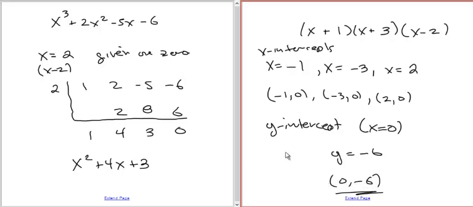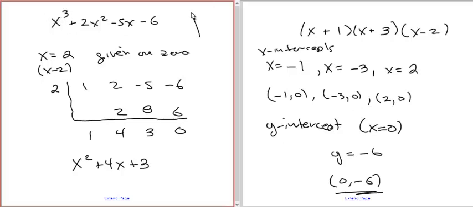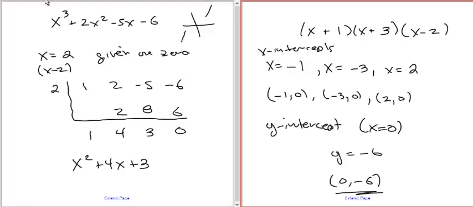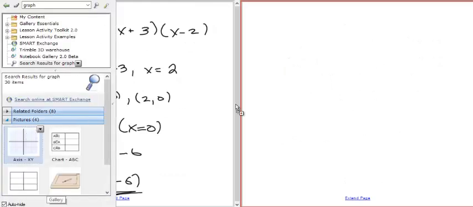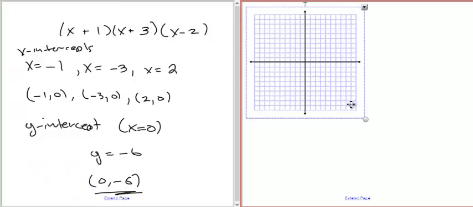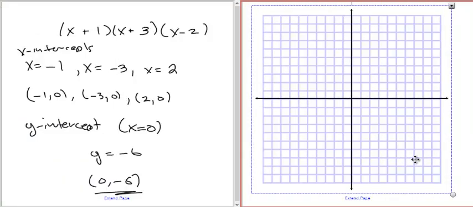And then the only other thing you have is the end behavior. And because this is positive, we know that it's going to start down here and it's going to end going up that direction. So with those three things, we can get a piece of graph paper and plot this thing. So we've got the three x-intercepts, which are (-3, 0), (-1, 0), (2, 0).